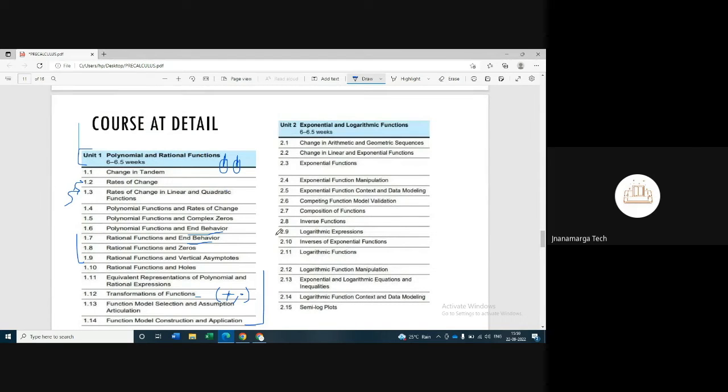Then we have, in the second unit, exponential and logarithmic functions. Again, a very important topic for very basic mathematics that we have. So the first thing we have is change in arithmetic and geometric sequences. So we have our AP and GP over here. Our arithmetic progressions, our geometric progressions, and what sequences and series are.